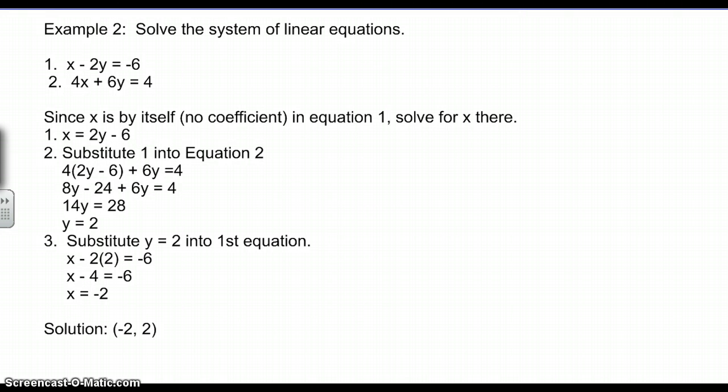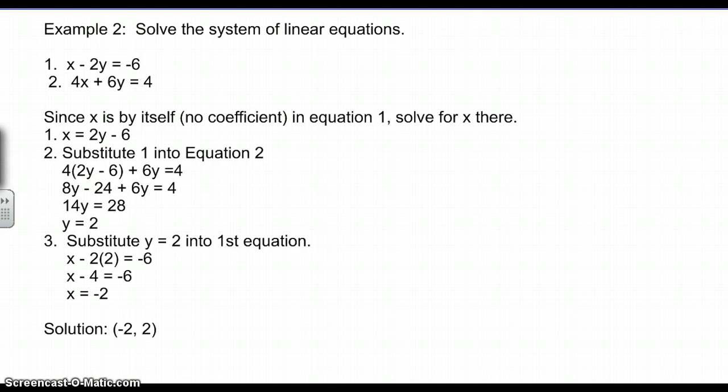So in this example, we're going to solve a system of linear equations again. This time, they don't tell you what x or y is right off the bat, so you're going to have to solve for it. In equation 1, we have x minus 2y equals negative 6. And in equation 2, 4x plus 6y equals 4. Since x is by itself in equation 1, there isn't any coefficient there, it would be easy to solve for x there. So that's what I'm going to do in step 1. I'm going to change that equation around so that it's x equals 2y minus 6.